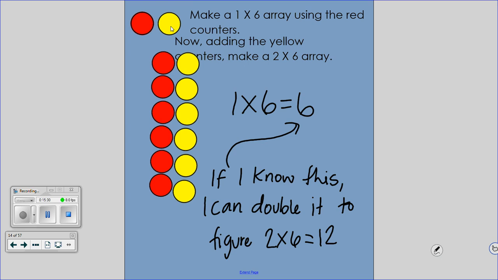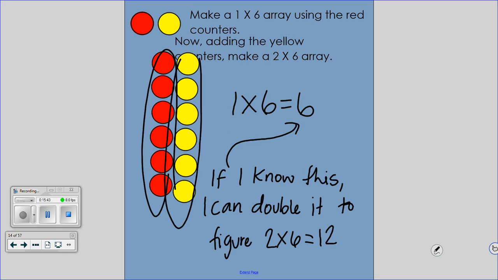12. Sabrina? You doubled that with 6 and you just had 1. Perfect. You know it's one group of 6, so you're just going to add another group of 6. You're exactly right. And that equals 12. What if I gave you 1 times 4? What is 1 times 4? Ava? 4.